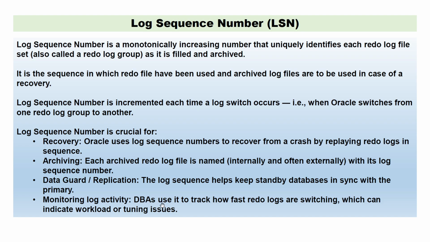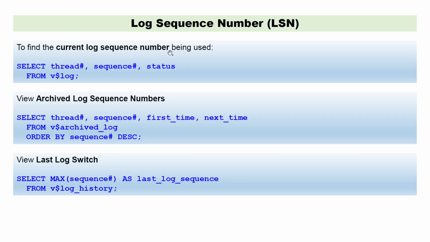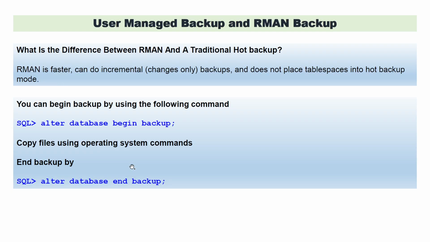Monitoring log activity: DBAs use it to track how fast redo log switches are happening, which can indicate workload or tuning issues. Now, how do you get the log sequence number? You can use V$LOG. The thread number and the sequence number are your log sequence number. Or you can use V$ARCHIVED_LOG as well, or V$LOG_HISTORY to get the last log switch. So this is the log sequence number.